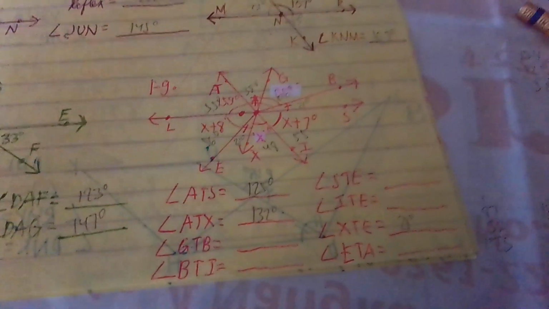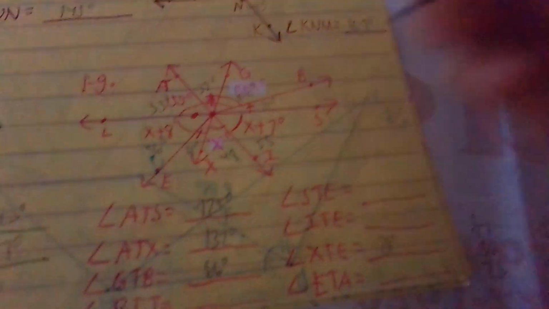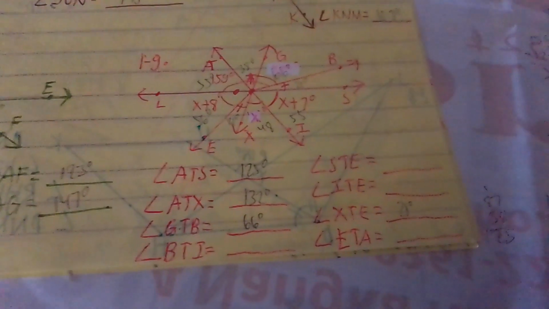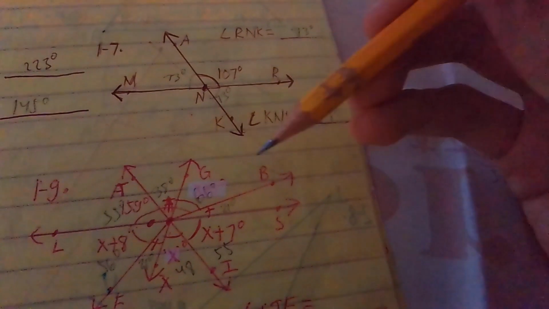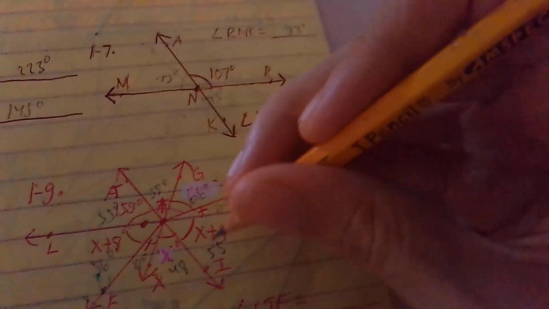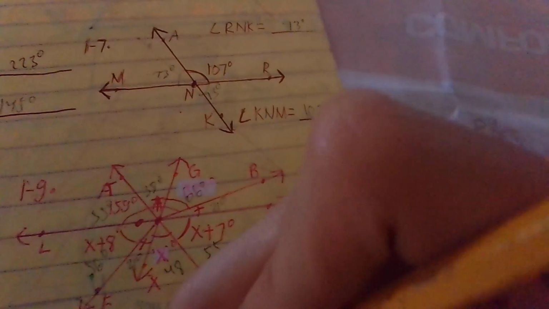Now what about GTB? Of course, halatang halata, 66. So isusulat na namin. BTI. How about angle BTI? BTI is right here. Yes, it's 21 plus 55, which yields to 76. Tama? Yes, very good. You should get that answer.